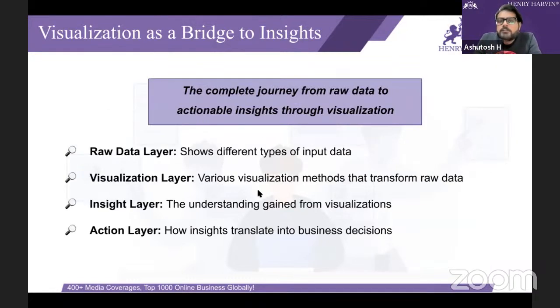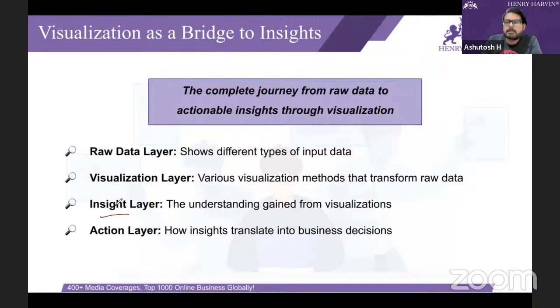When we are talking about the complete journey of transforming raw data into actionable insights, as I said, we have the raw data layer, data that could be in an Excel file or CSV file. Then we use the visualization layer. Various visualization methods are there: pie chart, histogram, scatter plot, bar plot, pair plot, and 3D scatter charts. Once that is made, we are able to get the insights.